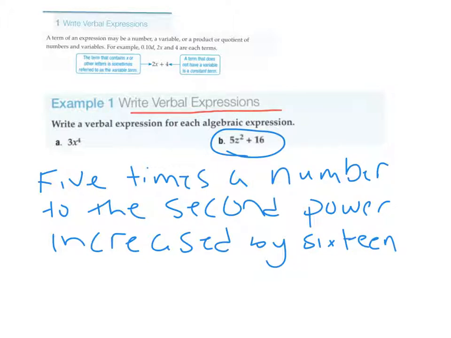Now, this can be represented, we could say squared instead of 2nd power, which will work, and we can use all sorts of different words for increased. We could say added to it, or the sum. Those are other words for algebraic expressions.